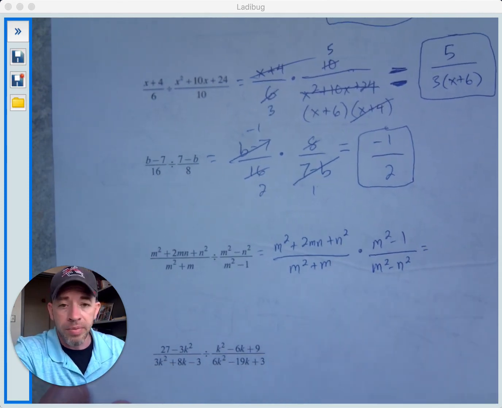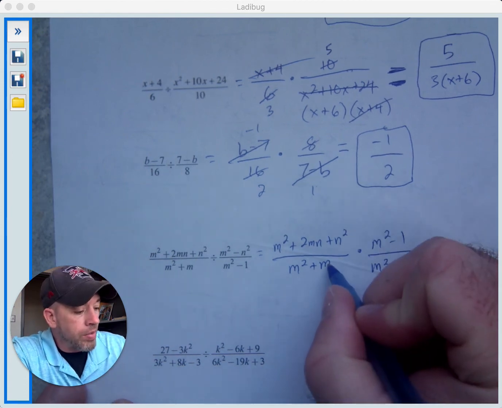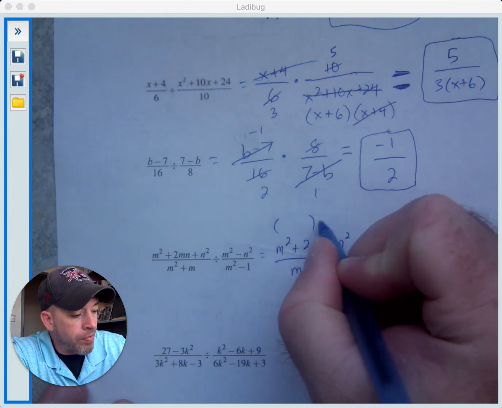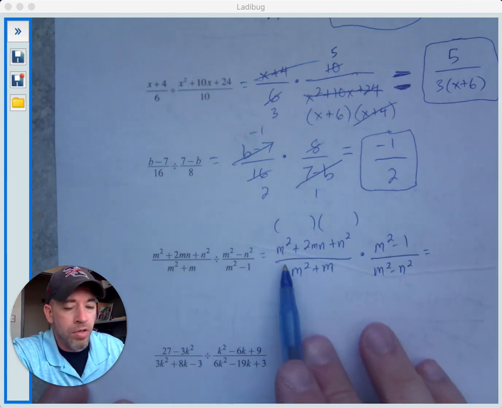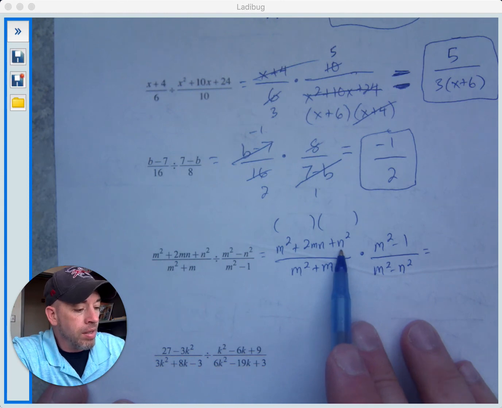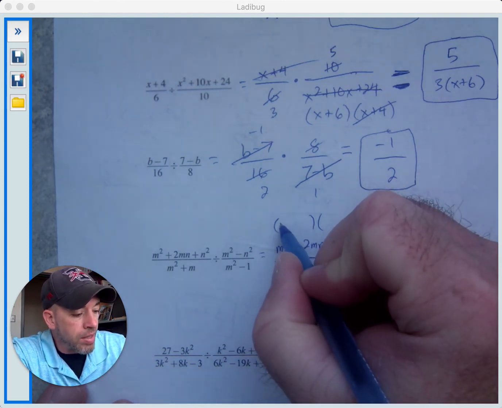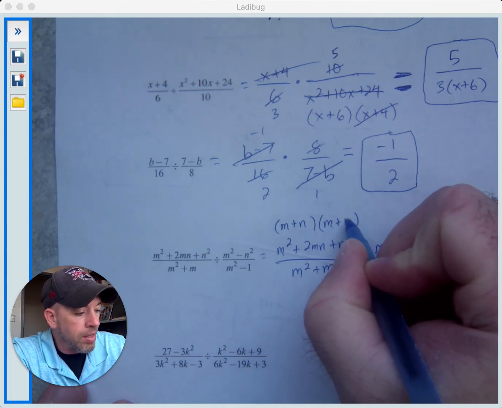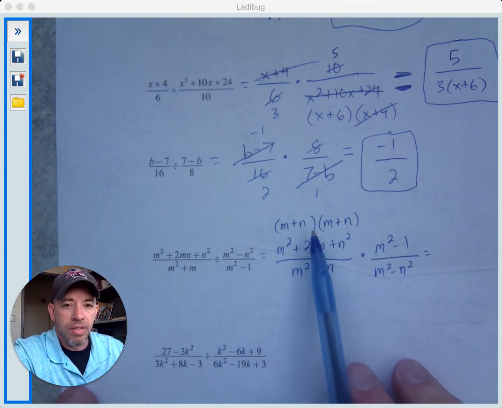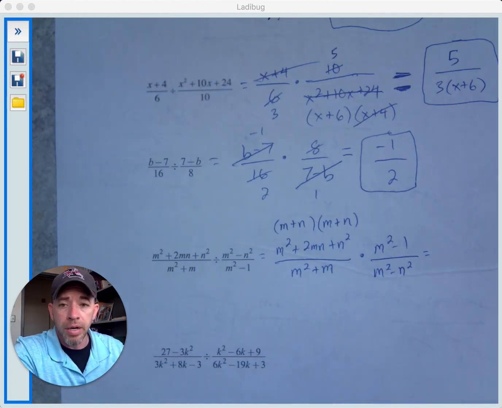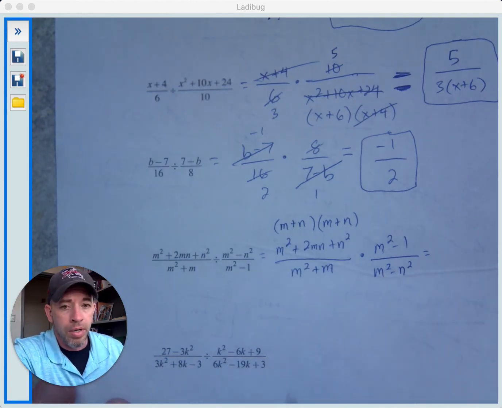There's a lot of factoring we can do, I believe. This trinomial here, I think we can factor it. It's a perfect square trinomial. The first term's a perfect square. The last term's a perfect square. I think we can factor this into m plus n times m plus n. So we have this thing times itself. We could also write m plus n quantity squared, but I think this might help us more with canceling things.